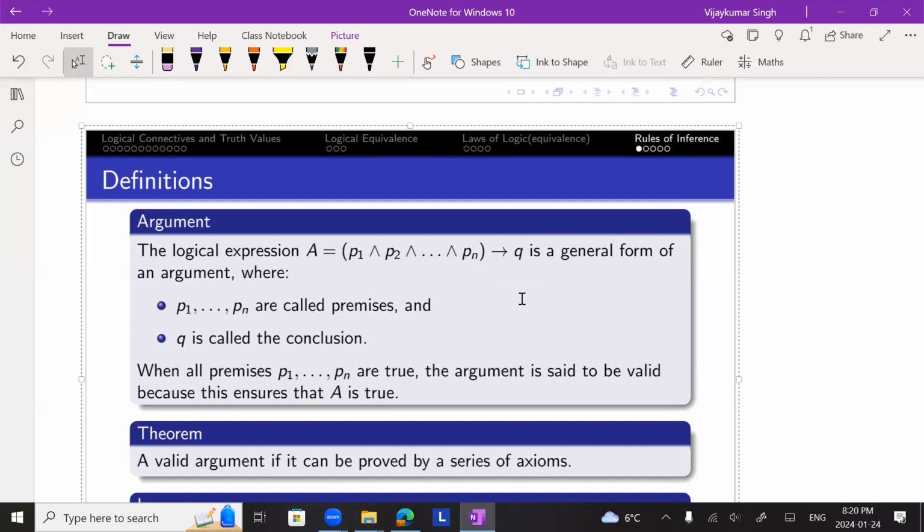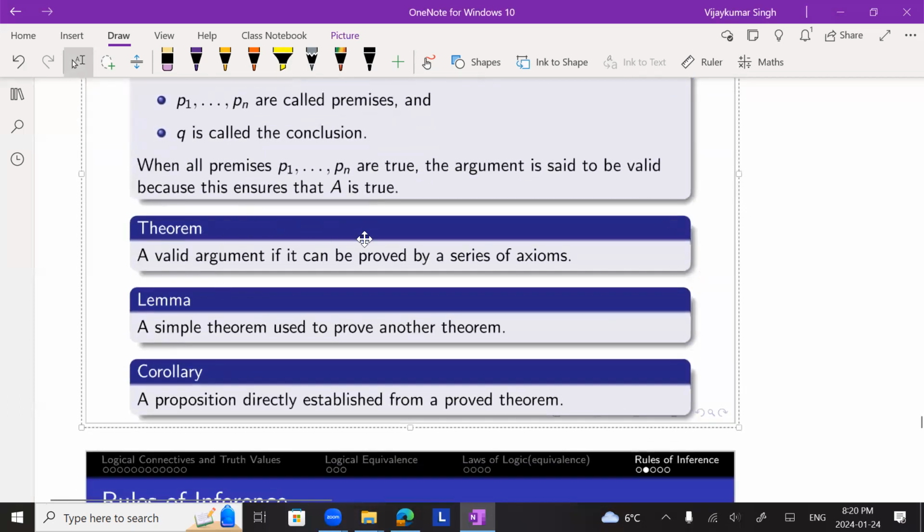Is that okay? So now, a valid argument, if it can be proven by a series of axioms, is a theorem. So a theorem is basically something which can be proven by a series of axioms. We'll do a problem so that it will become very clear to you what is happening. And a lemma is a simple theorem. It's a baby theorem. A very, very straightforward result. And a corollary is something which comes as an easy consequence of a theorem. Again, we don't need to worry about these names yet. Let's try to do some problems.